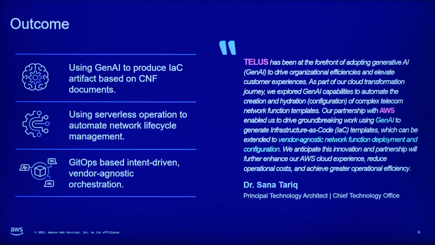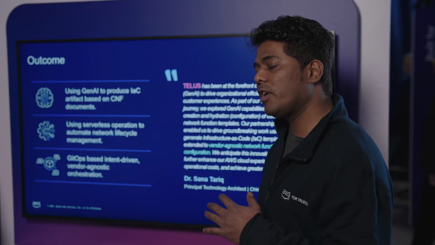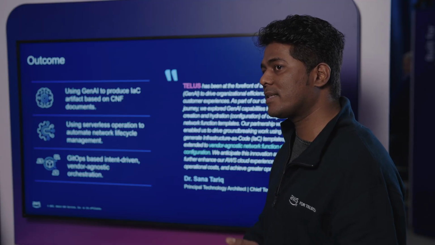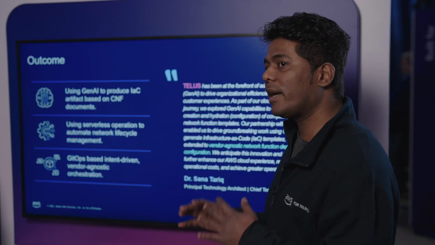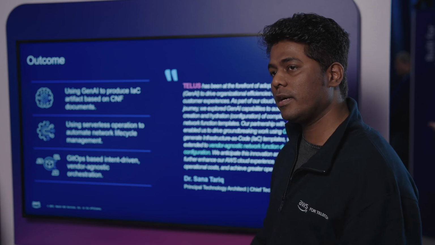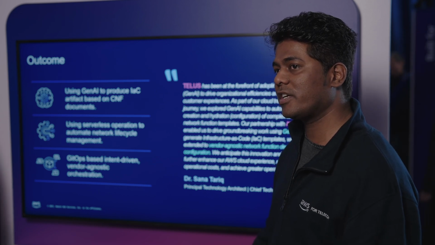As an outcome, what we demonstrated is you could use Gen AI to build a unified infrastructure provisioning solution, irrespective of vendor, a vendor agnostic solution. And we use serverless components to automate the overall lifecycle management of the solution. Overall, we also used a GitOps-based intent-driven provisioning, vendor agnostic solution for the infrastructure and network function deployment.